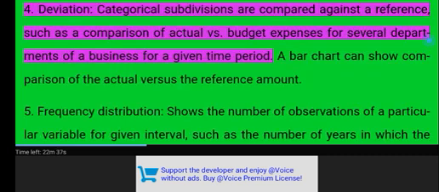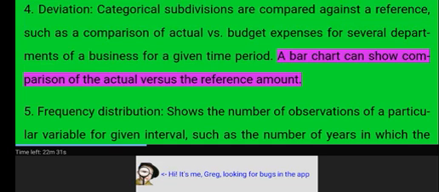4. Deviation. Categorical subdivisions are compared against a reference, such as a comparison of actual versus budget expenses for several departments of a business for a given time period. A bar chart can show comparison of the actual versus the reference amount.